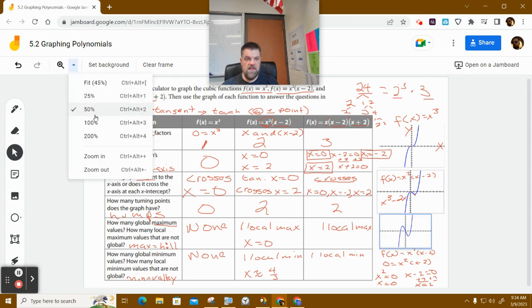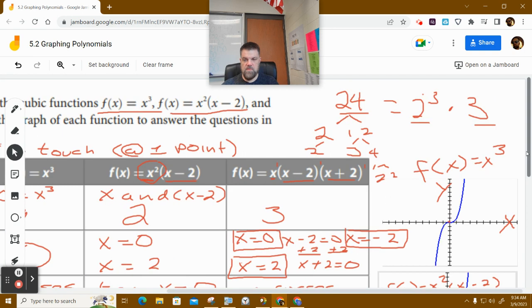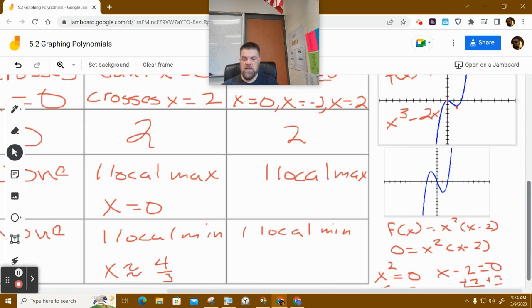And I'm going to zoom in on that so I could write what it is, and then I'll zoom back out. So this one here is f of x equals x times the quantity x minus 2 times the quantity x plus 2. That's it. That's all there is to it.